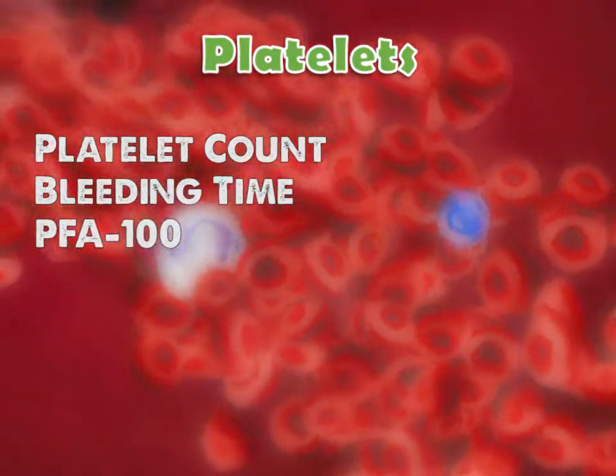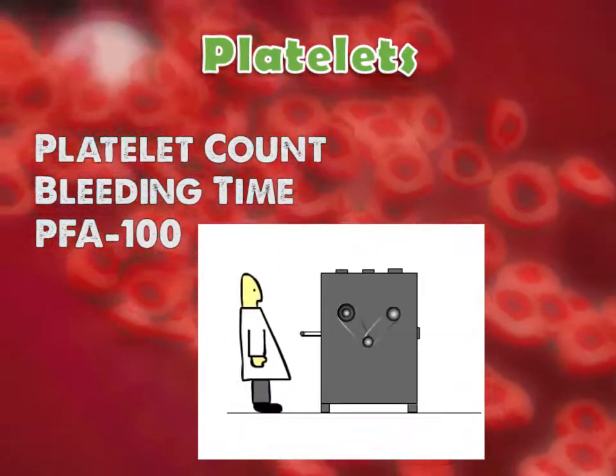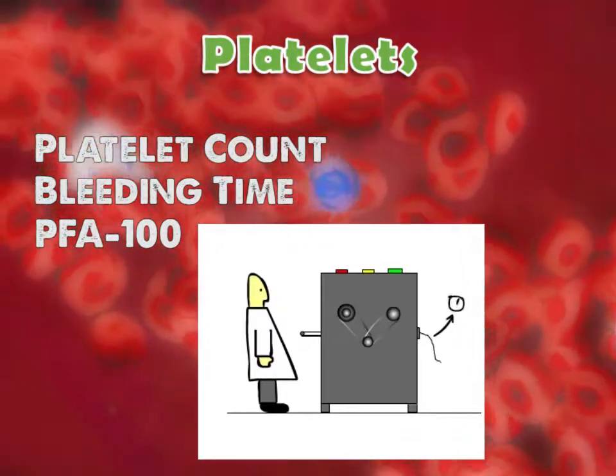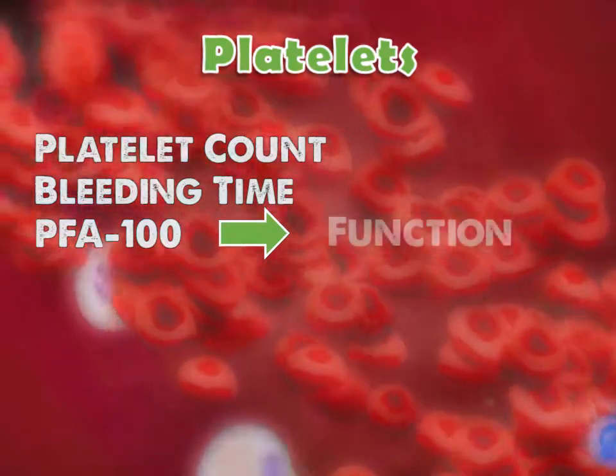So what is the PFA 100? Well, that's the next test. PFA is a platelet function analysis, or platelet function analyzer. And unlike the bleeding time, the PFA 100 is performed in the laboratory using a sample of the patient's blood. The PFA 100 will be abnormal with platelet dysfunction.